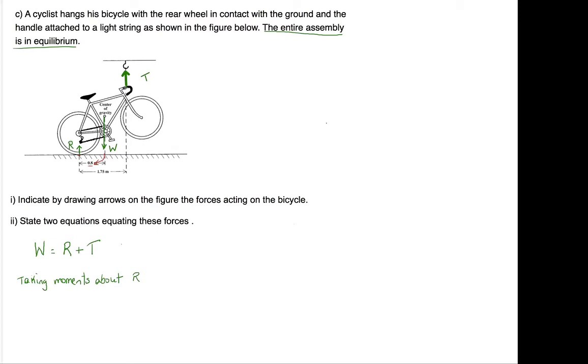Okay, looking at the tension now, the tension would cause the bicycle to move anti-clockwise about R, and the perpendicular distance that the tension acts from the turning point is this distance here, 1.75 meters. So in finding the moment of T about R, it would be T times this distance. So let's write that.